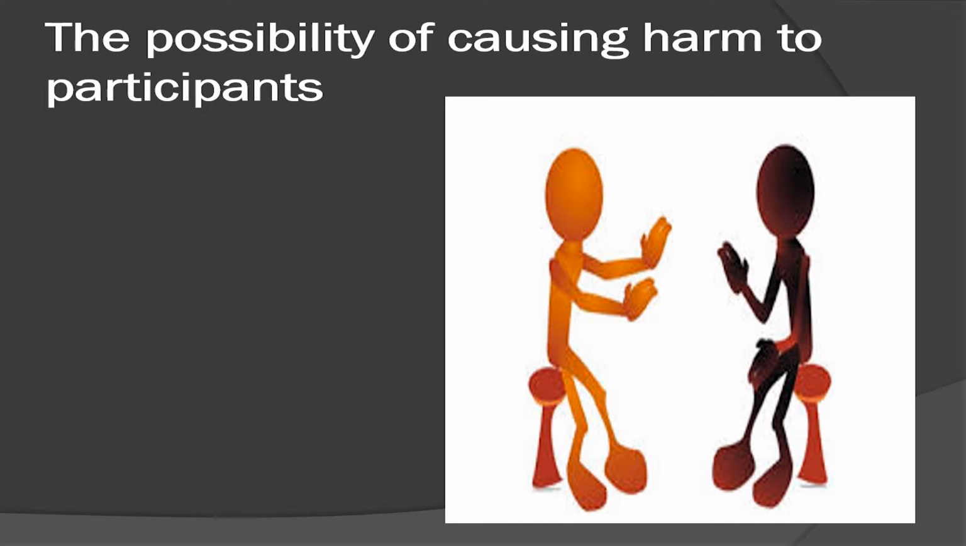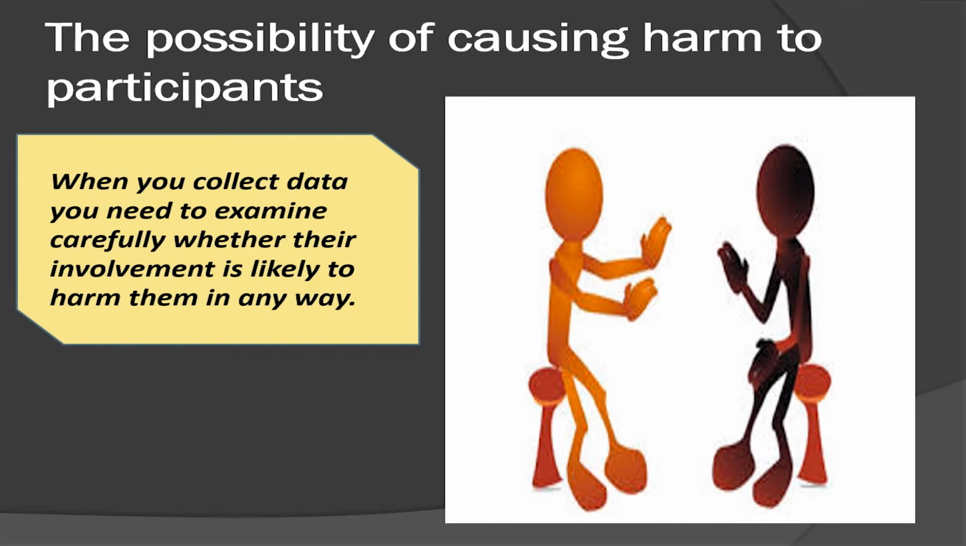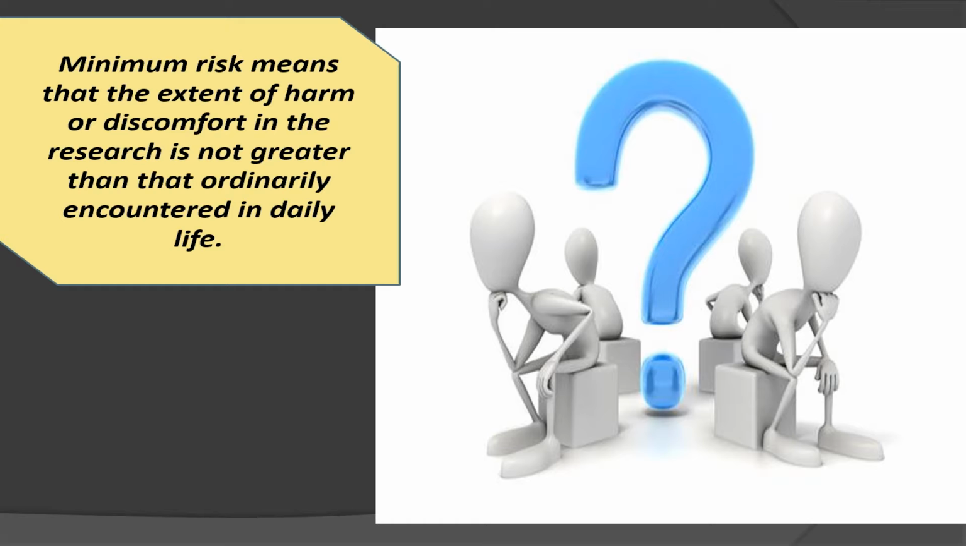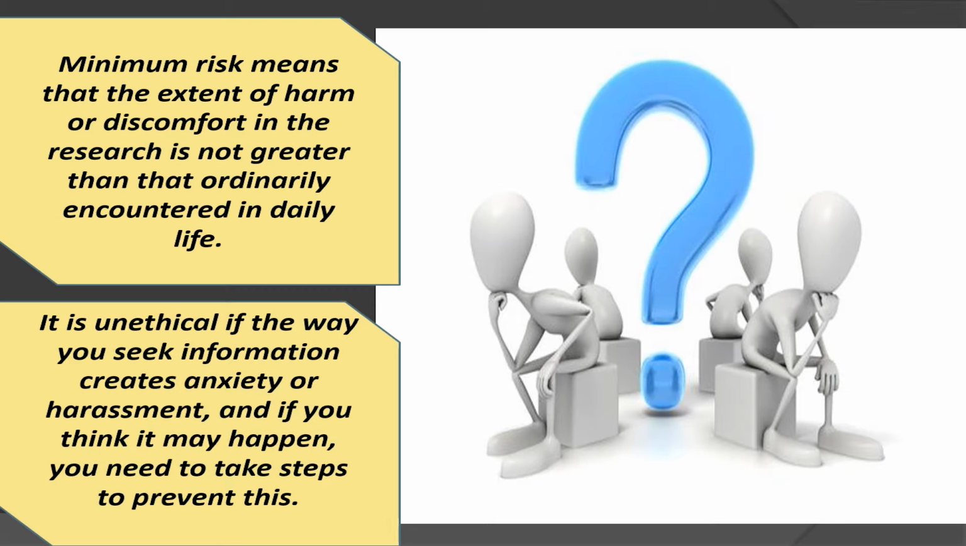The next is the possibility of causing harm to participants. When you collect data from respondents or involve subjects in an experiment, you need to examine carefully whether their involvement is likely to harm them in any way. If it is, you must make sure that the risk is minimal. Minimum risk means that the extent of harm or discomfort in the research is not greater than that ordinarily encountered in daily life. It is unethical if the way you seek information creates anxiety or harassment, and if you think it may happen, you need to take steps to prevent this.